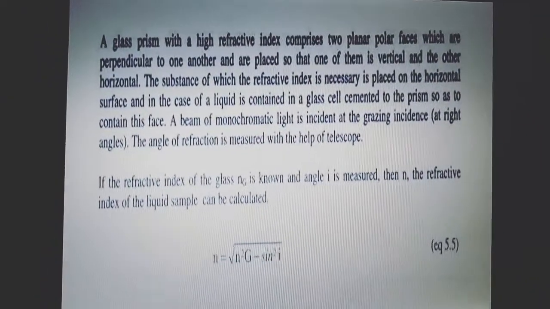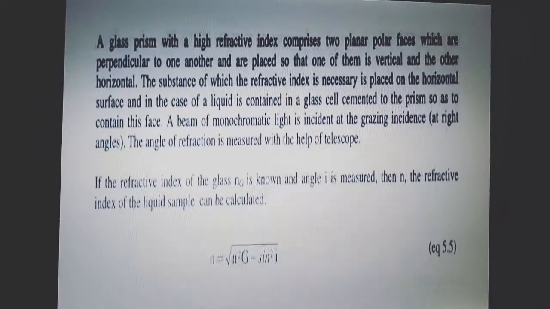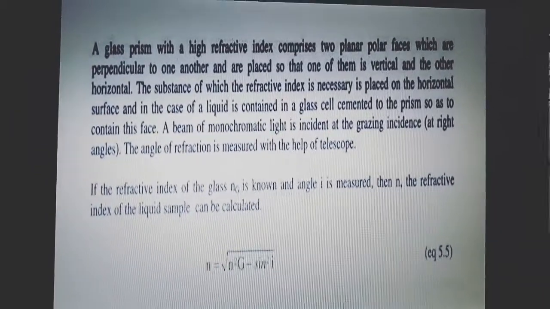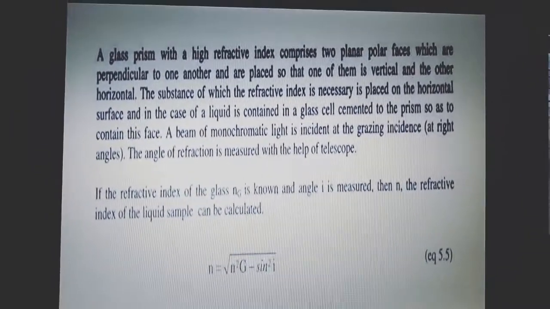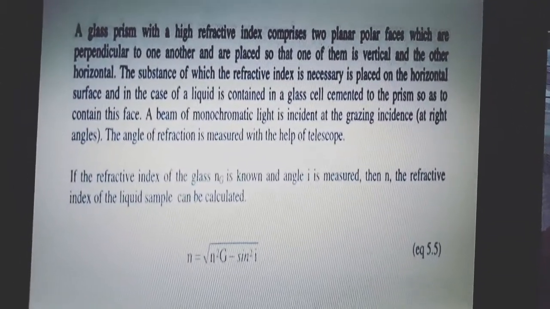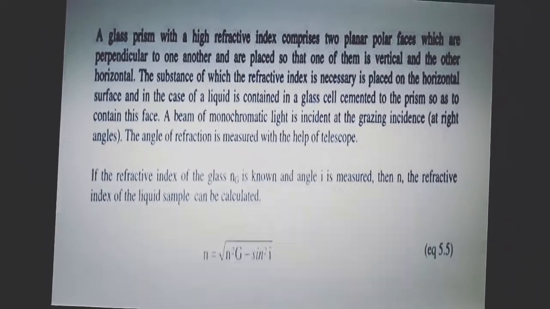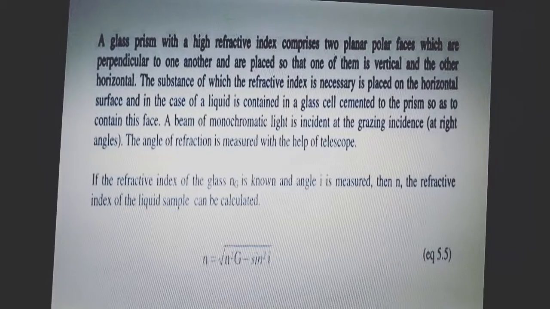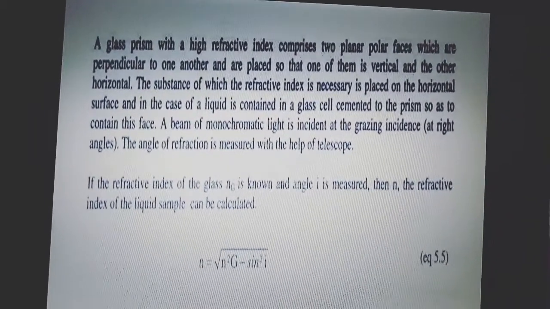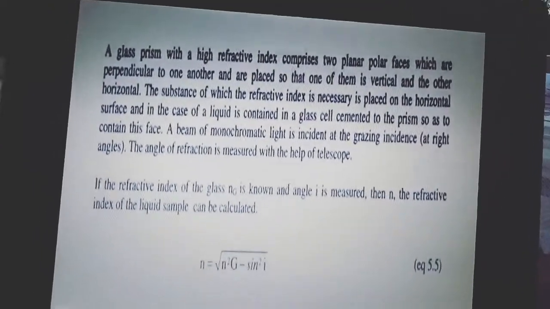The glass prism with a high refractive index comprises two planar polished faces which are perpendicular to one another and are placed so that one of them is vertical and the other is horizontal. The substance whose refractive index is needed is placed on the horizontal surface, and in the case of a liquid, a glass cell is cemented on the prism to contain it. A beam of monochromatic light is incident, okay, at a right angle.